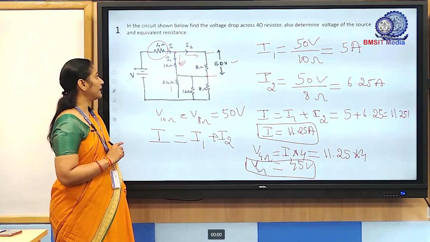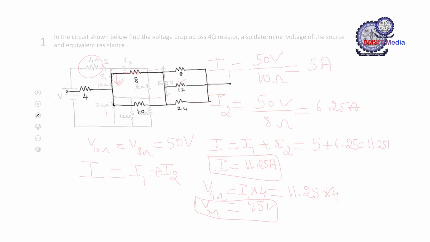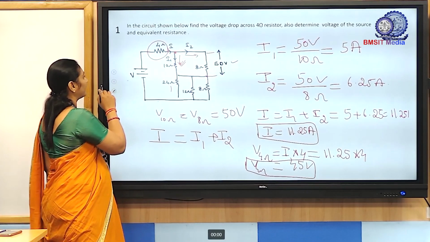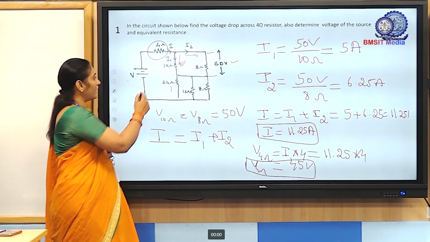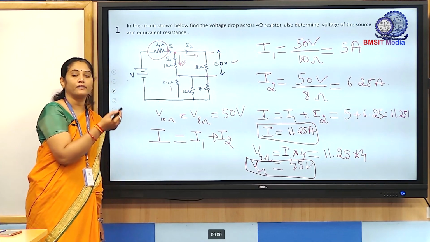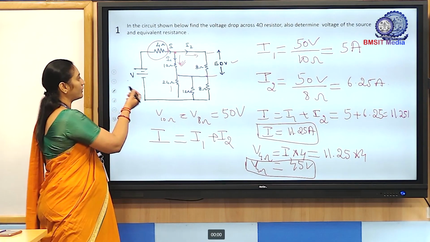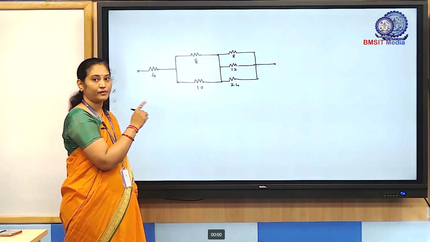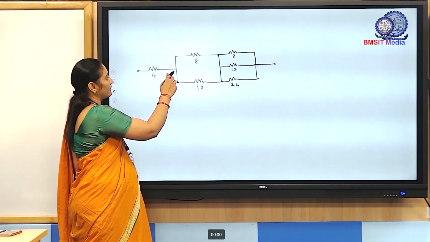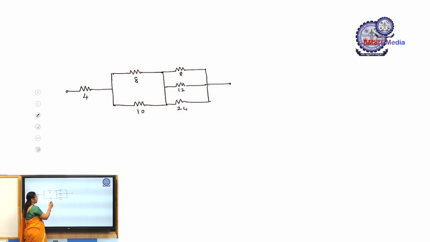Now let us find the equivalent resistance. In order to find the equivalent resistance, we have to take out the sources, whether a current source or a voltage source. When we take out the sources from the network, we find only the resistors connected between the terminals. So 4 ohms is in series with 8 ohms and 10 ohms, which are in parallel. Again, it is connected across another terminal, with 3 more resistors, 8 ohms, 12 ohms and 24 ohms.